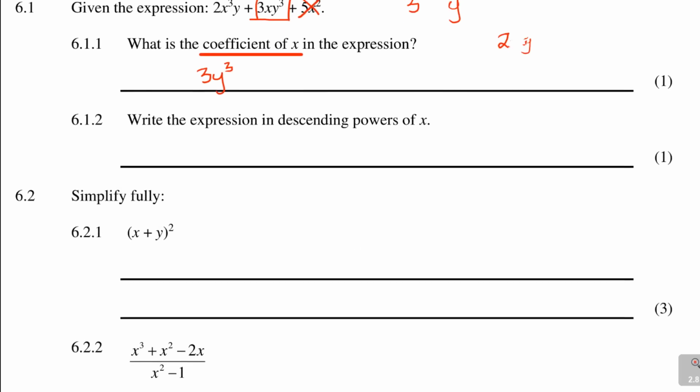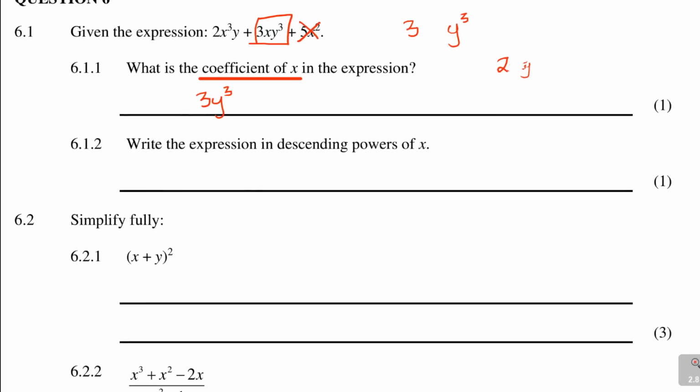Now the next one says, write down the expression in descending powers of x. Now there is another word. In the previous one they said ascending, and I showed you what to do when they say ascending. Now what is to descend? Descend means go down the steps. So it's someone who's coming down, starting from higher powers to smaller powers.